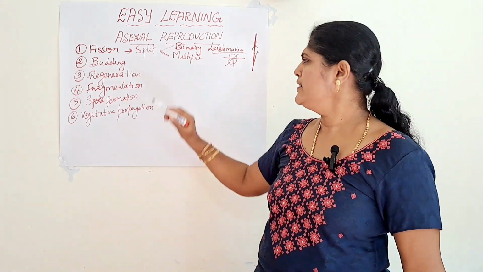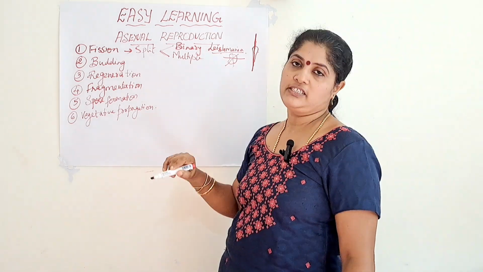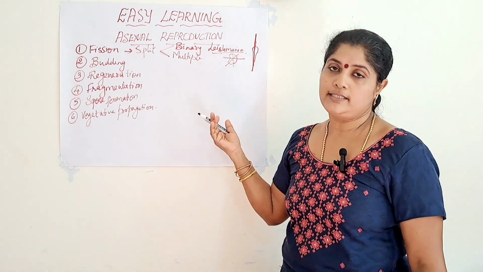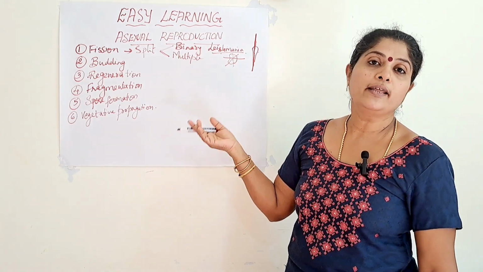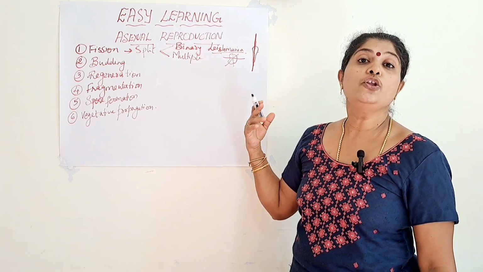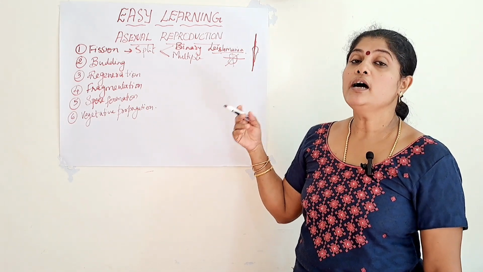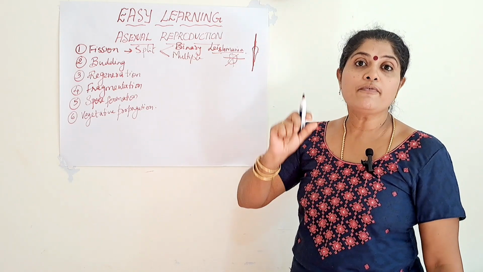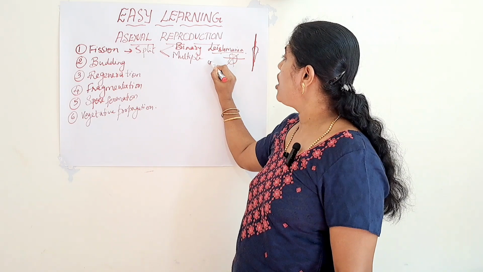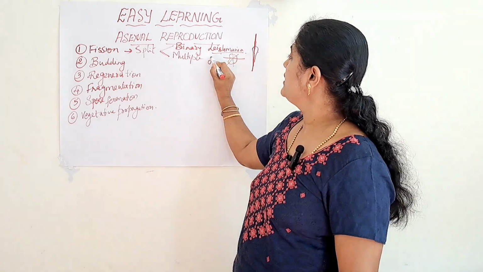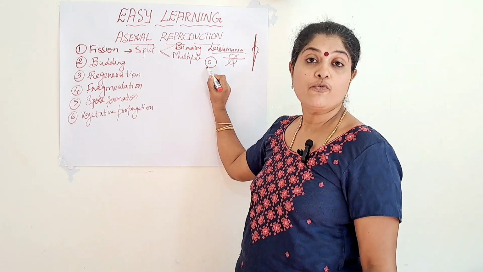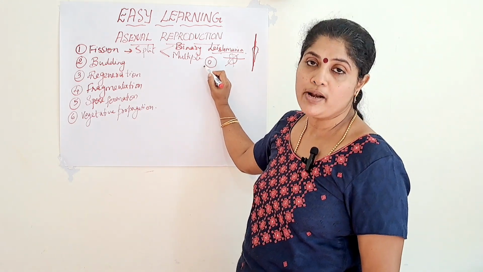Okay. Next is regarding multiple fission. Multiple fission means the single-celled parent organism gets divided into many new organisms. Under unfavorable conditions, that particular cell is protected by a cyst. A cyst, or a protective coat, will be formed in the unfavorable condition.